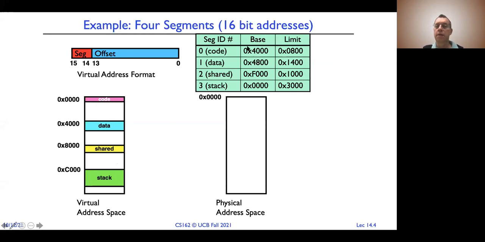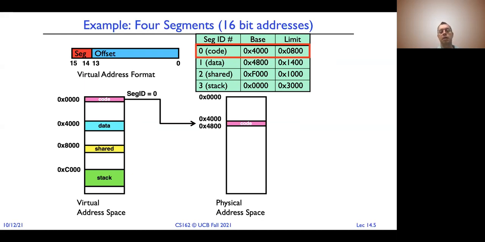Here in green, you have the segment table. Again, 4 entries for code, data, shared, and the stack. And you see you have the base and the limit for each of these segments. So now, let's see what happens. On the right-hand side, you have the physical address space. For simplicity, in this case, the physical and virtual address spaces have the same size.